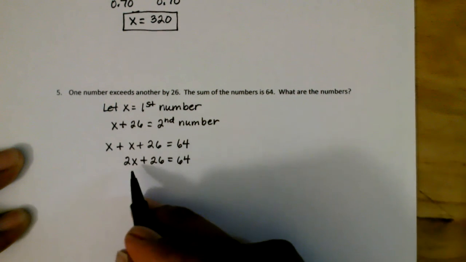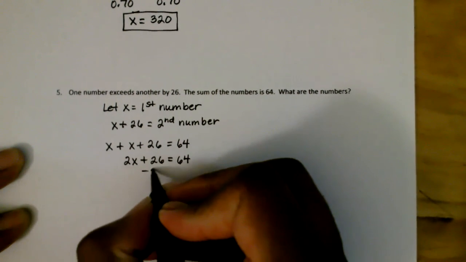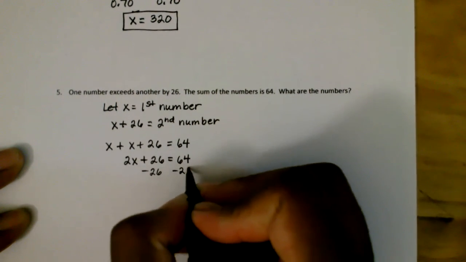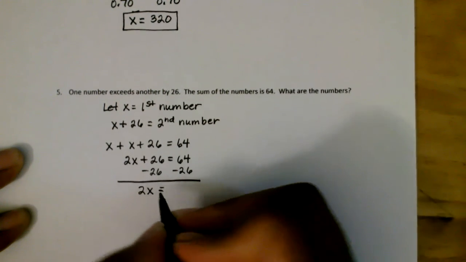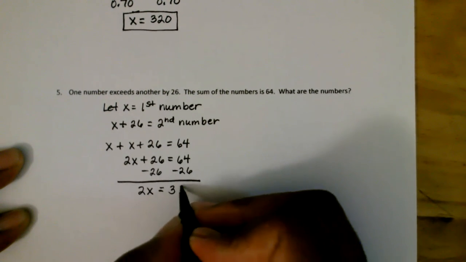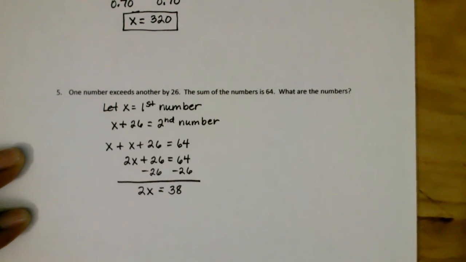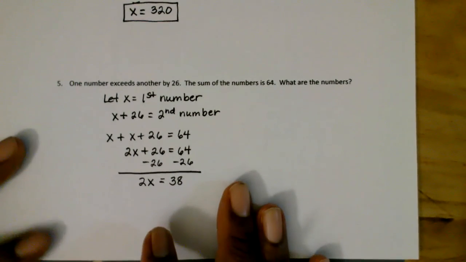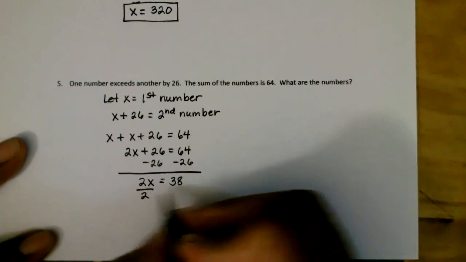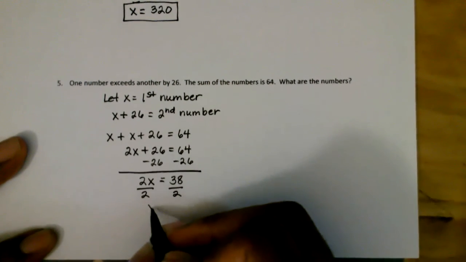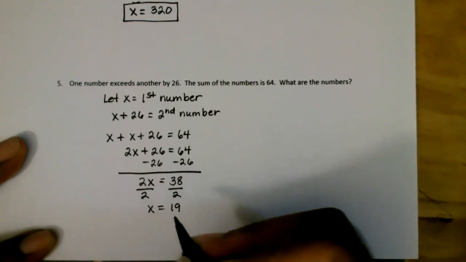So now to get 2X by itself, I need to subtract 26 on both sides. This will mean that 2X is equal to, I think this is 38. Let me check. Yeah, 2X is equal to 38. And then to solve for X, I'll divide both sides by 2. That means X is equal to 19.